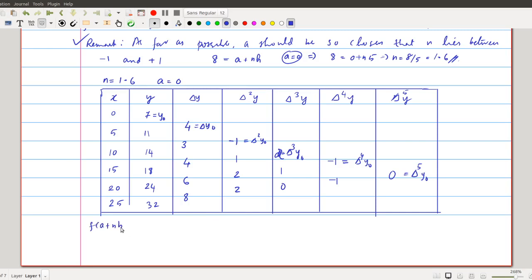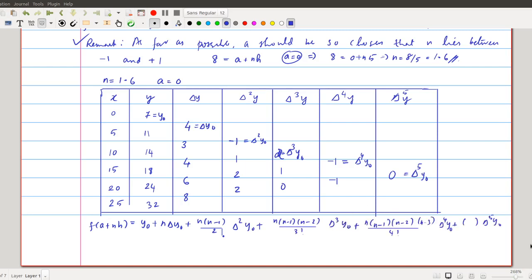What is f of a plus nh? F of a plus nh is y naught plus n delta y naught plus n into n minus 1 divided by 2 factorial into delta square y naught. Now we have n into n minus 1 into n minus 2 by 3 factorial delta cube y naught. So this is the formula for f of a plus nh. Delta raised to 5 y naught will be 0, so we can neglect this term, and we need to evaluate all these things.